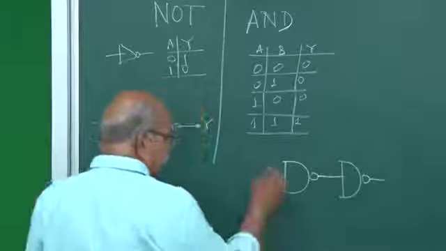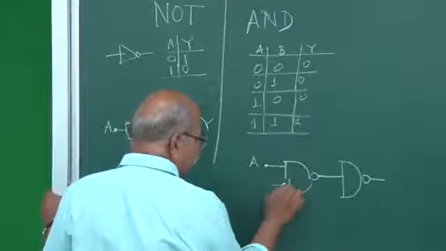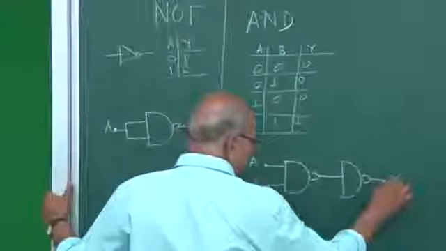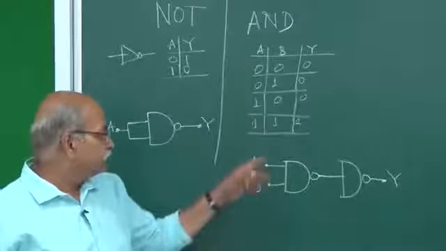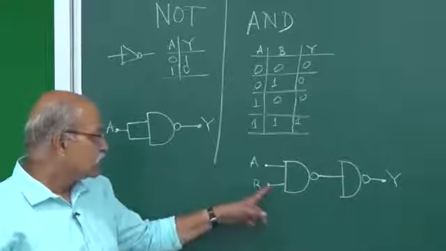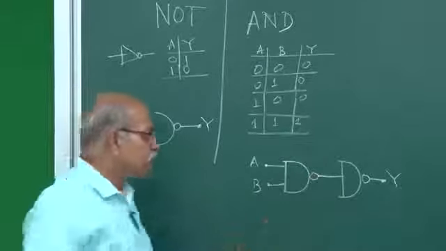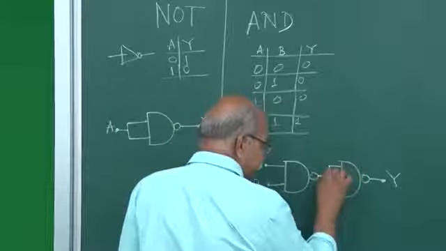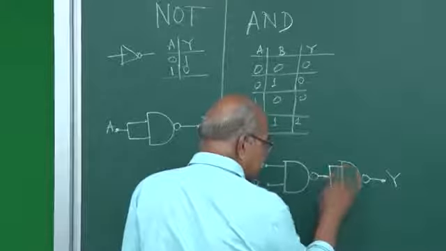Let's try this way. This is A, and this is B, and this is Y. Let's try what happens with this circuit. 0 0. This is 0, this is 0. AND will give me 0. NOT of this will give me 1. Wait. This is like this. So you need 2 inputs here.